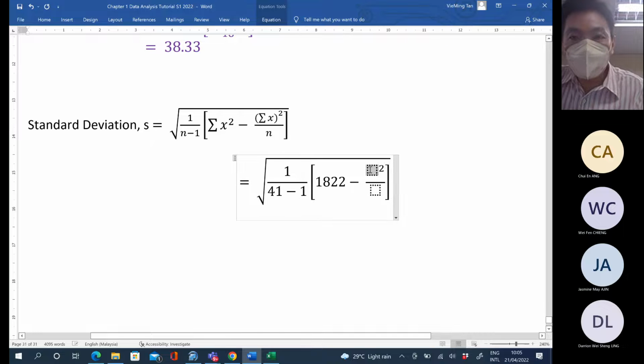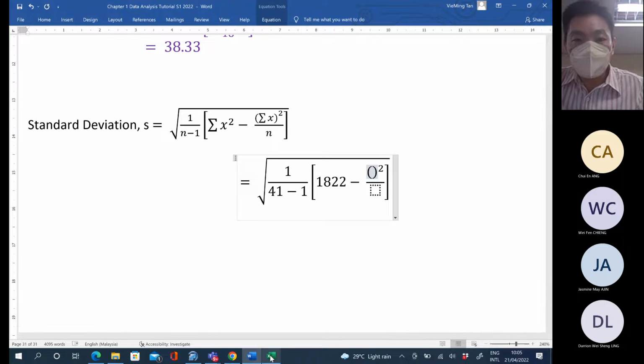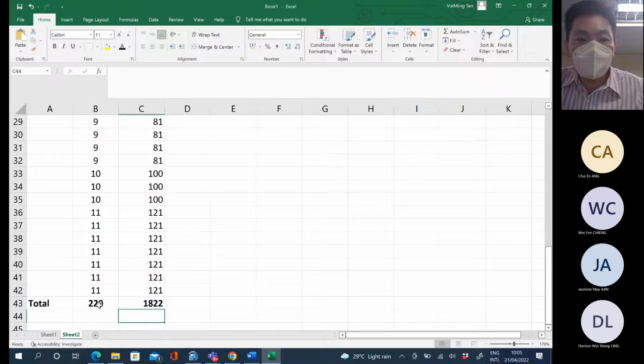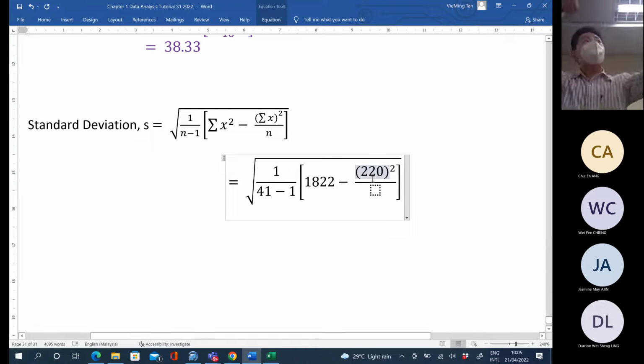So how about here, the total x? What is the figure that we need to put? You already have the answer, which is this one, 220. Put here, 220. Remember, you have to put power 2 after the 220. It's from the formula itself. N is 41 data.